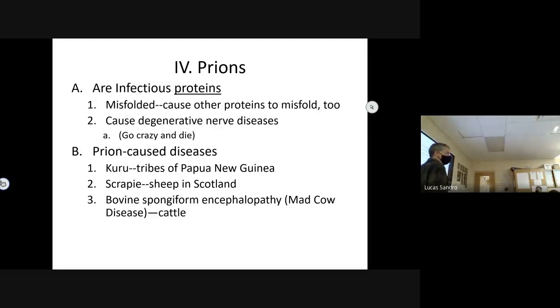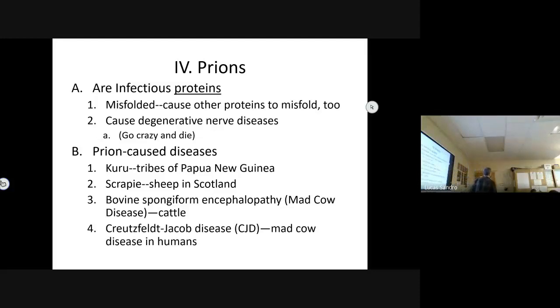Form means shape, physical shape. Sponge means sponge. Encephalo, anybody know? That would be brain. Pathy just means disease. And so this is a cow disease that basically turns their brains spongy. And then it turned out that humans can get a version of mad cow disease, which we call Creutzfeldt-Jakob disease, CJD.